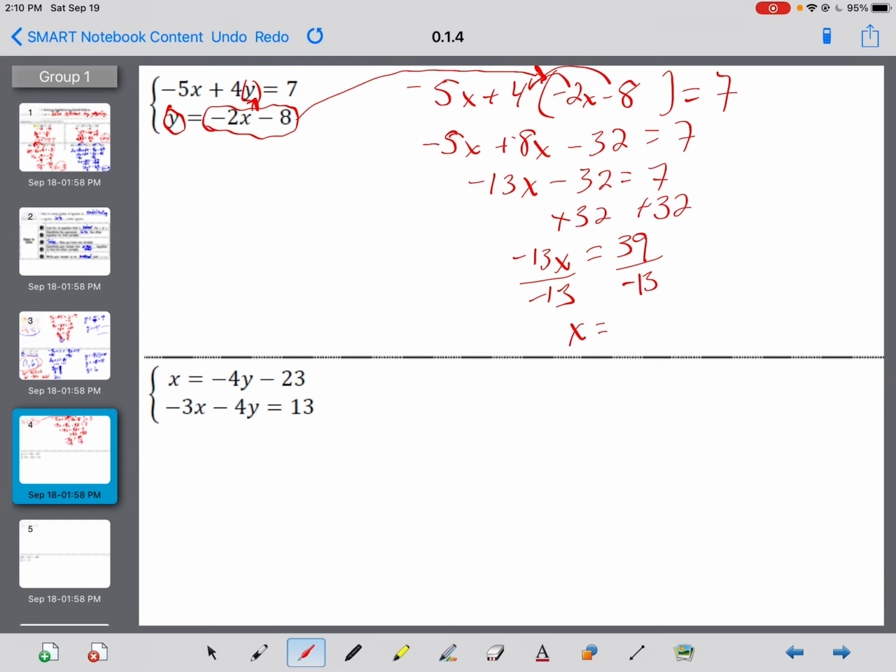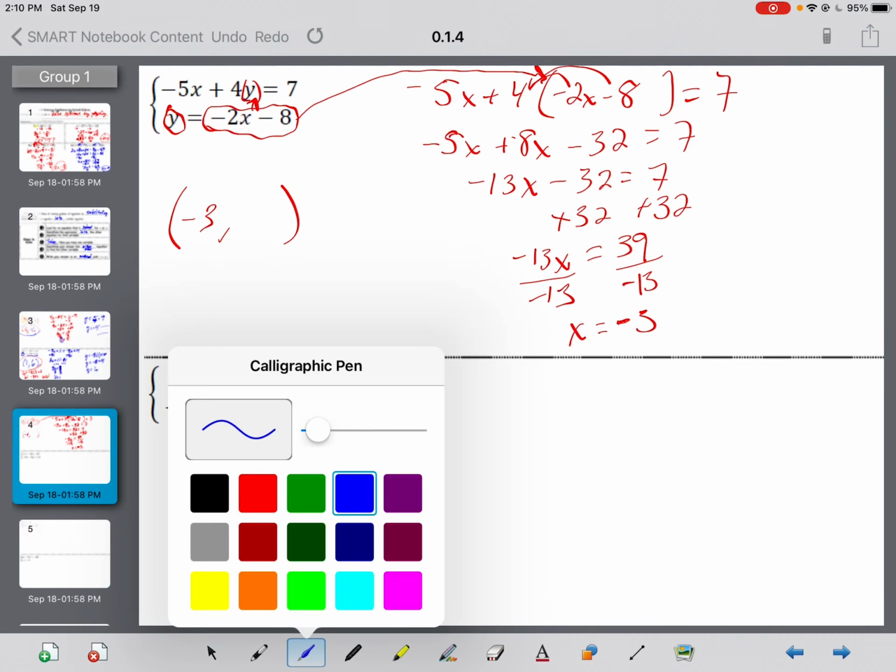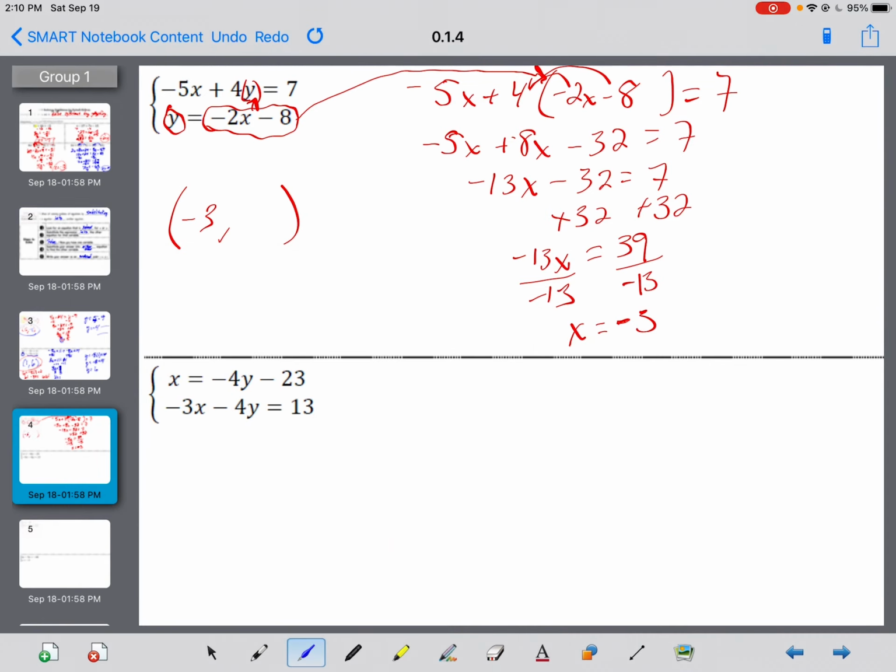-13, x equals a -3. So -3 is the x part. Now we need the y part. Which one's easy to solve for y? The one that says y equals, all right? Y equals -2 times -3. I plug it in for the x. Y equals -6 minus 8. So y equals -14.